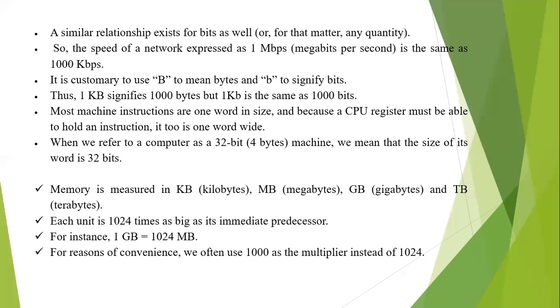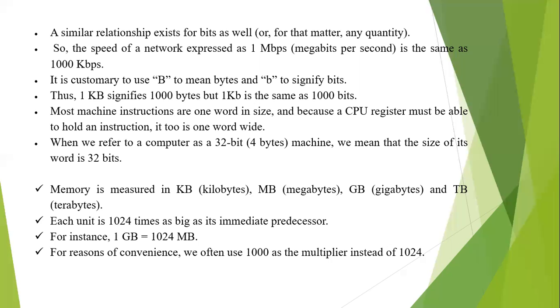So you need to keep in mind the difference between capital B and small b, to differentiate between bytes and bits. For example, in the second line, look at 1 Mbps. Small b is used. 1 megabits per second.